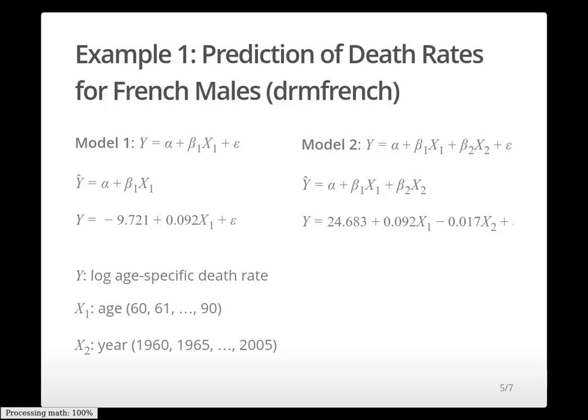With those estimated values, now Model 1 is set up as y equals minus 9.721 plus 0.092 times x1, which is age, plus epsilon. Then I set up a regression equation for predicting the log death rate from age and year. The equation is Model 2 here. The regression analysis estimated Model 2 as y equals 24.683 plus 0.092 times x1, which is age, plus minus 0.017 times x2, which is year, plus epsilon.